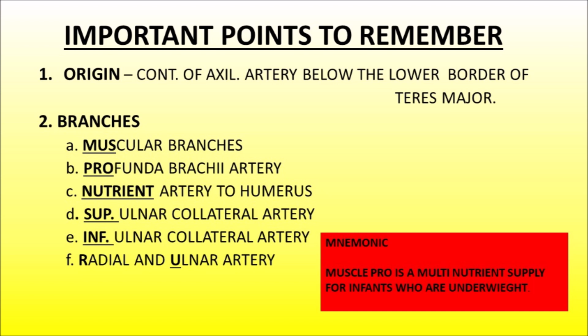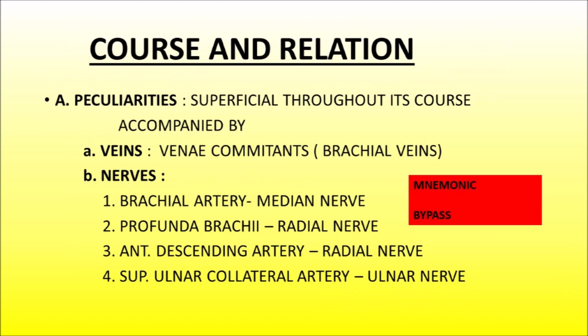Under superior ulnar collateral artery, remember that it arises near the middle of the arm and accompanies the ulnar nerve. Under inferior ulnar collateral artery, remember that it is also called the supratrochlear, which arises near the lower end of the humerus, and it divides into anterior and posterior branches. Finally, the radial and the ulnar artery are the terminal branches.